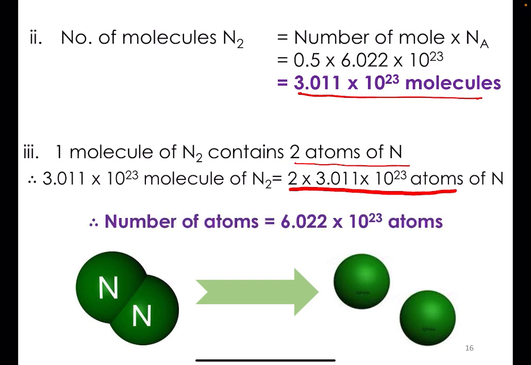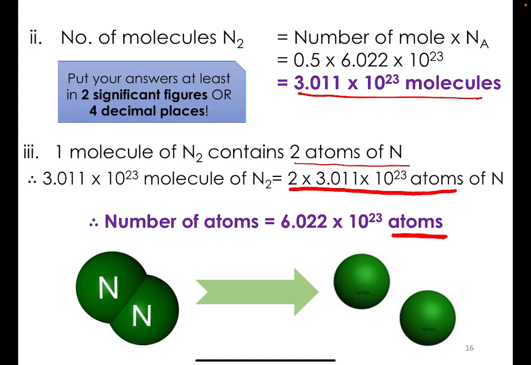So, the final conclusion that you can put is number of atoms is equal to 6.02 exponent 23 atoms. And please put the statement in terms of what for your answer at the end of the word. So, one more thing that you have to understand, put your answer at least in 2 significant figures or 4 decimal places.